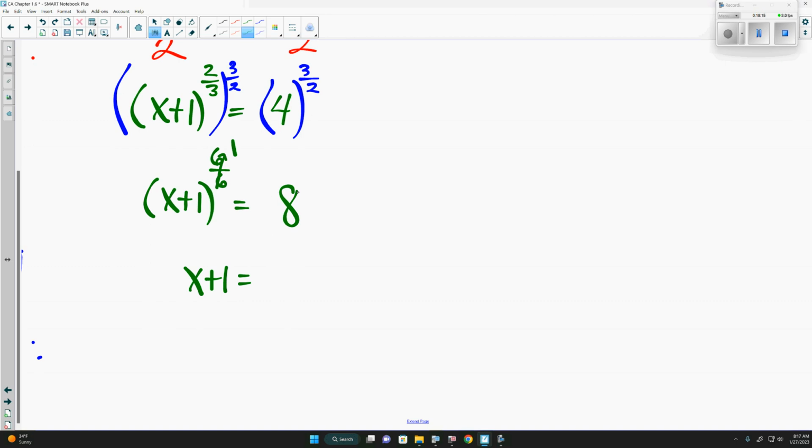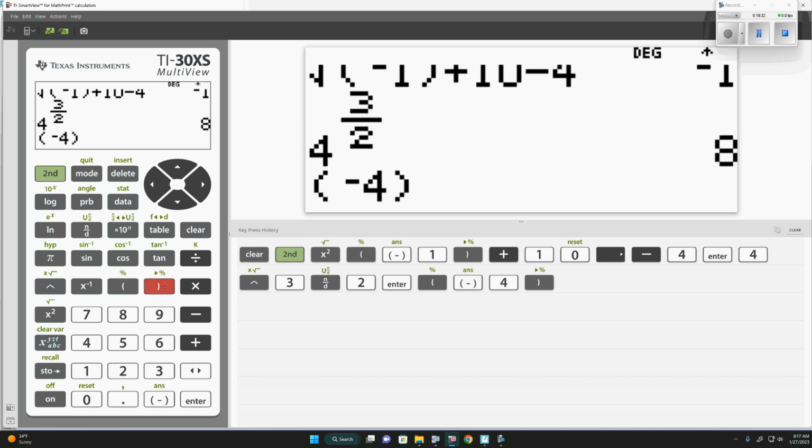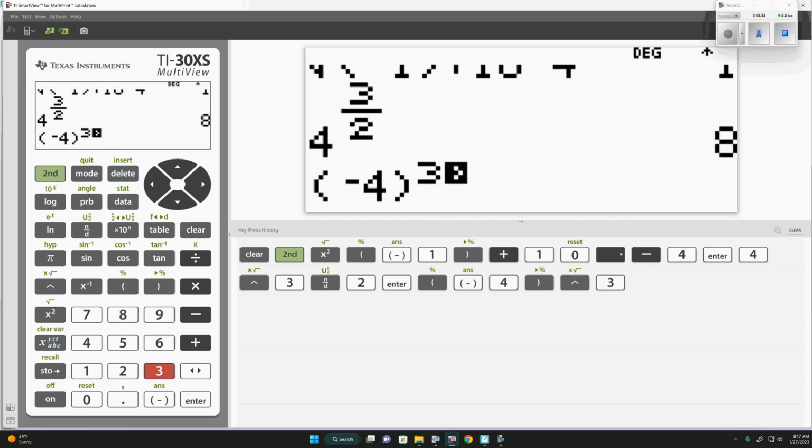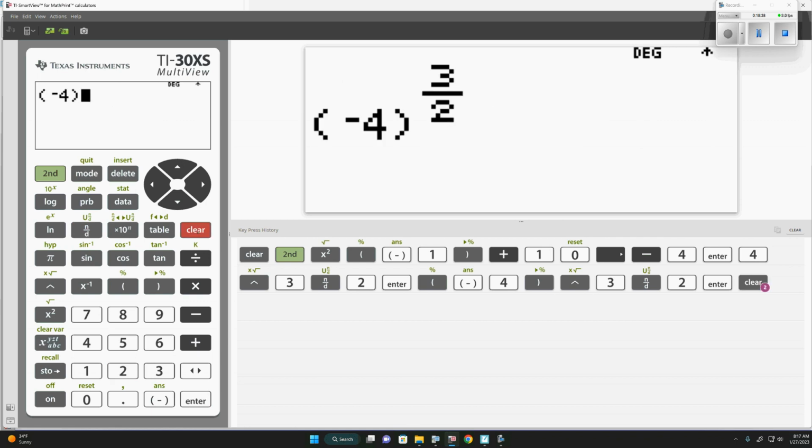Now, there are some issues with powers, especially fractional powers. If we take the square root of both sides, we have to add the plus or minus, because of the positive and negative cases, depending on what it is. There's an easy way to check. If we said -4 to the 3/2, domain error. Doesn't work.